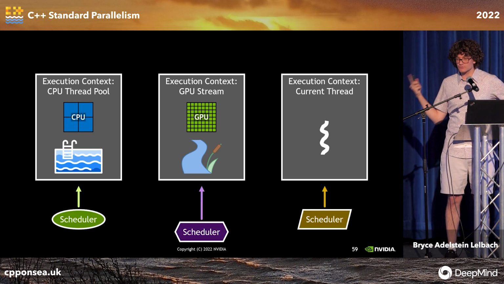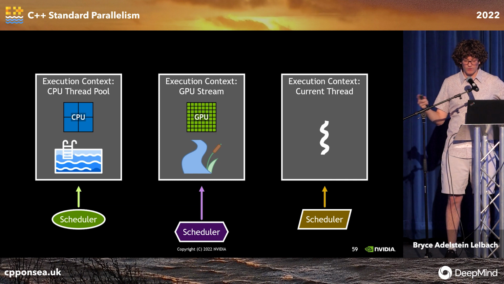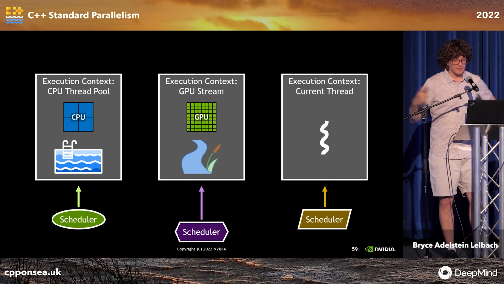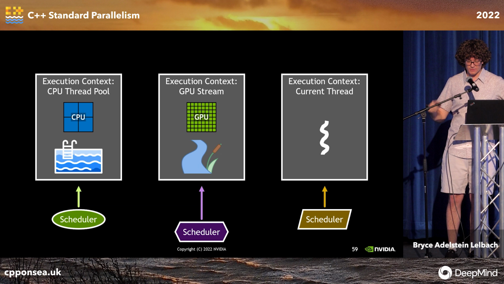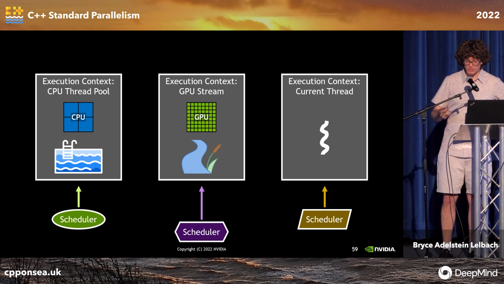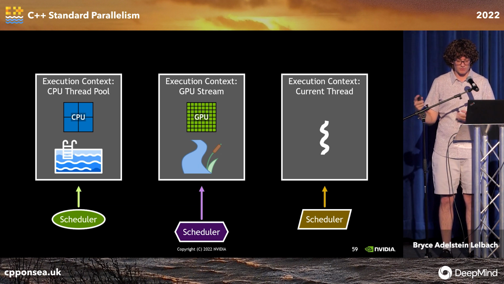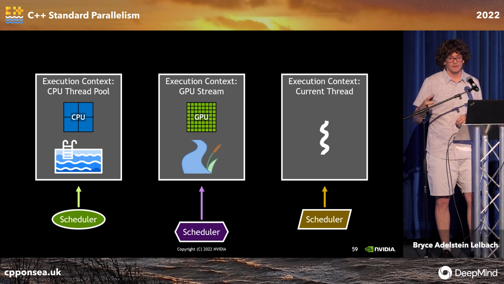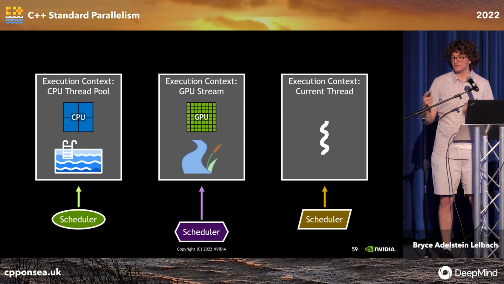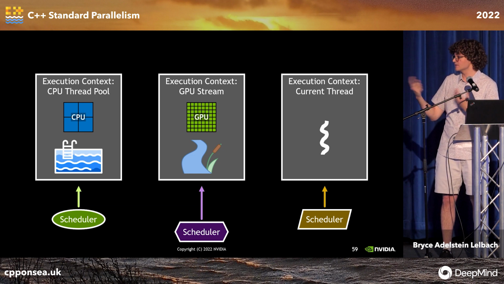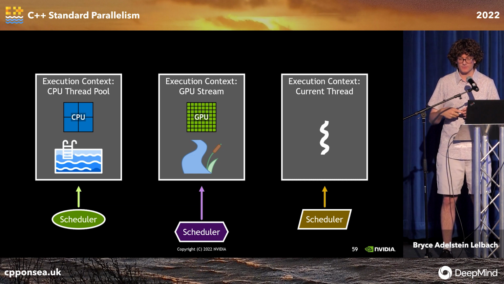So schedulers represent a strategy for submitting work to execution contexts. They're lightweight, non-owning handles to contexts. Schedulers are cheap to construct and pass around, and the execution contexts hold all the state. So sort of in the same way that an allocator is just a lightweight handle to a memory resource, a scheduler is just a lightweight handle to some execution context.